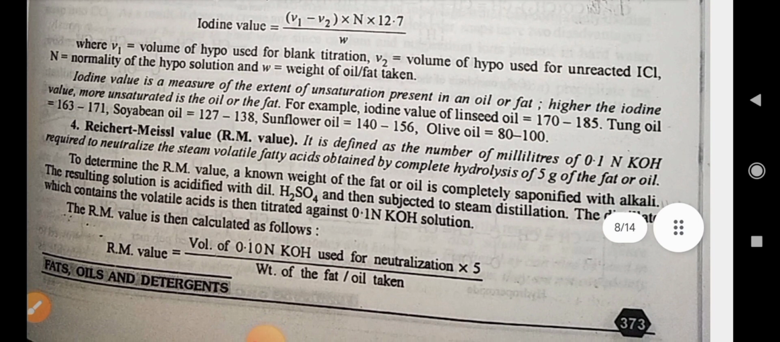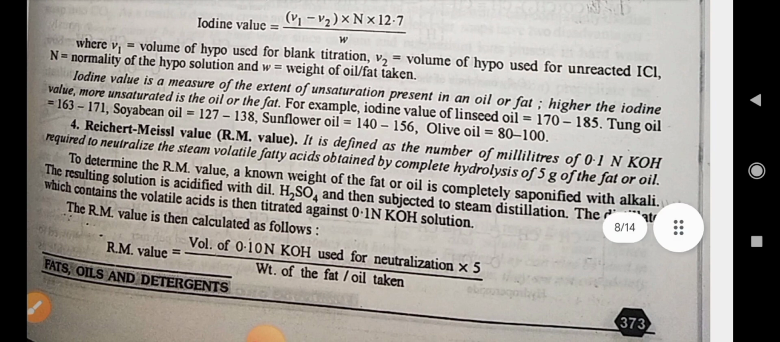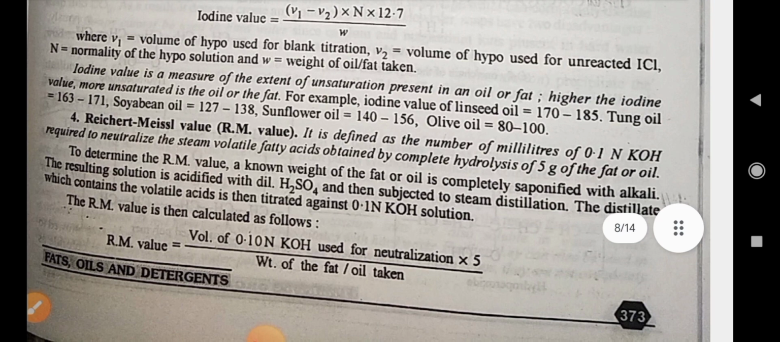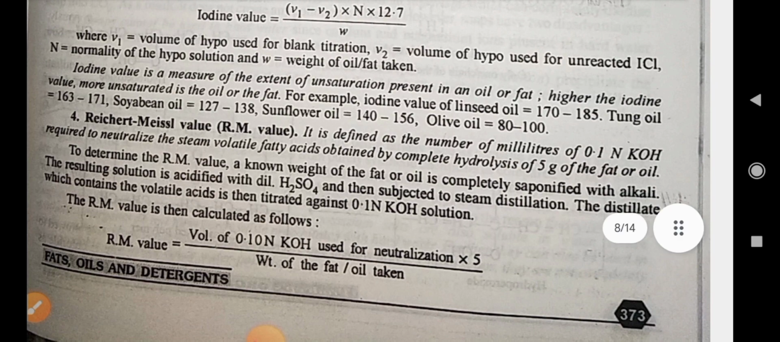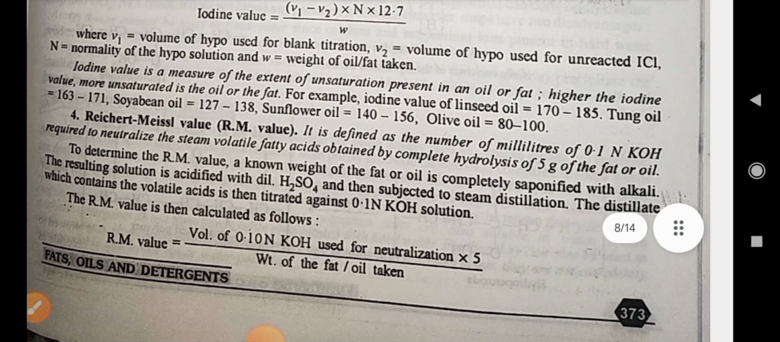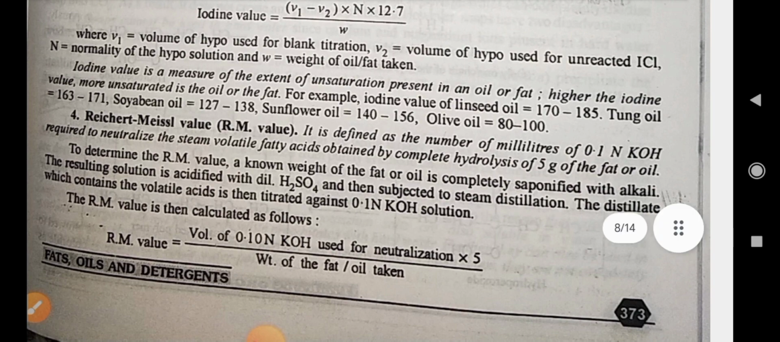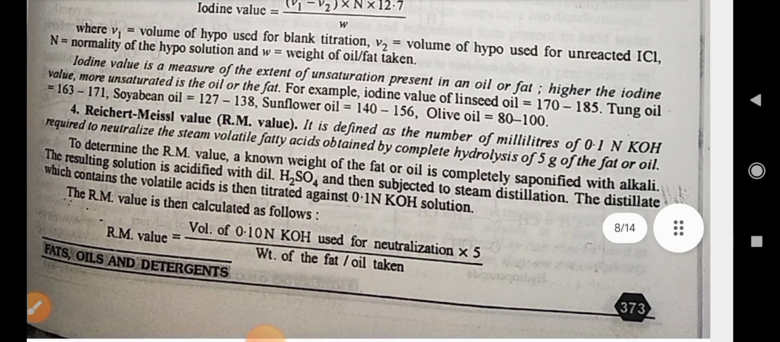Iodine value is a measure of the extent of unsaturation present in the oil and fat. Higher the iodine value, more unsaturated is the oil and fat. For example, the iodine value of linseed oil is 172 to 185, tung oil 163 to 171, soybean oil 127 to 138, sunflower 140 to 156, olive oil 80 to 100.